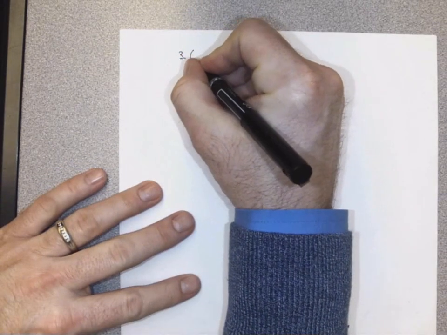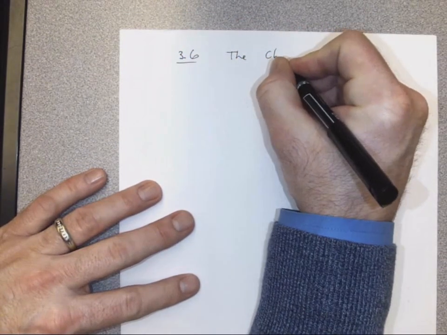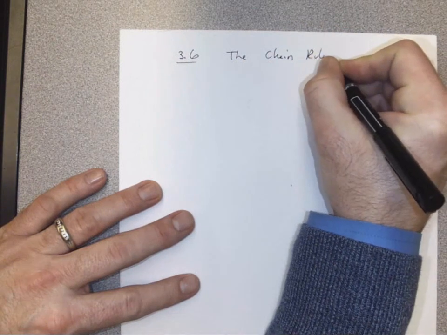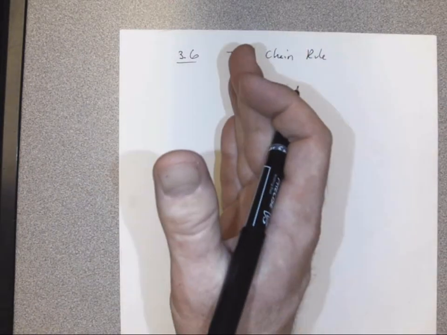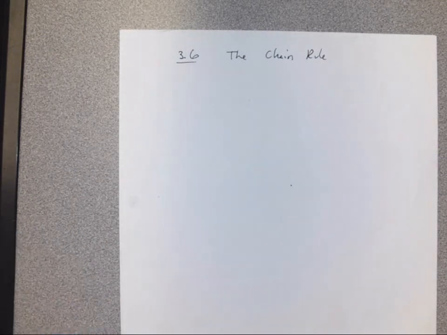All right, so 3.6, the chain rule. So again, the chain rule is to take the derivative of a composition. So basically, it's our fifth operation. We know how to do addition and subtraction. Derivative of sums and differences are just sums and differences of derivatives. You just take a derivative piece by piece, right? Derivative of a product, you need a product rule. Derivative of a quotient, you need a quotient rule. But the derivative of a composition, you need the chain rule.